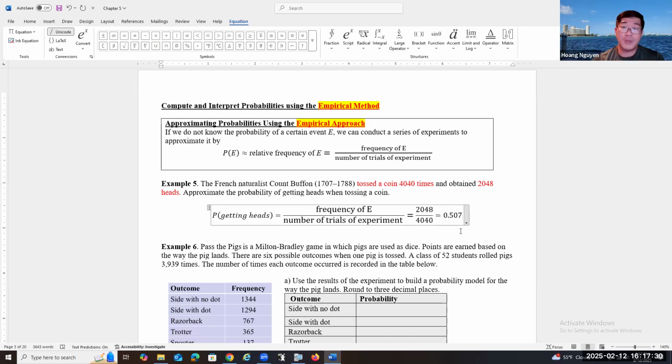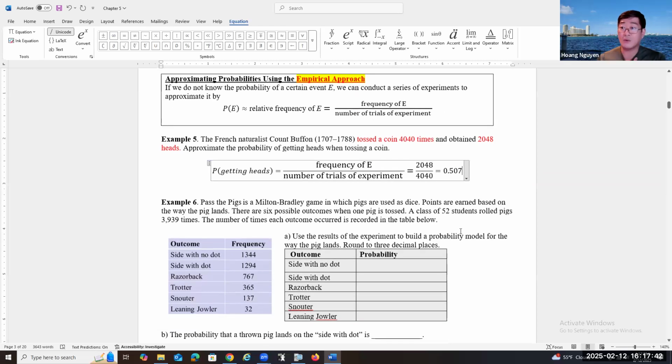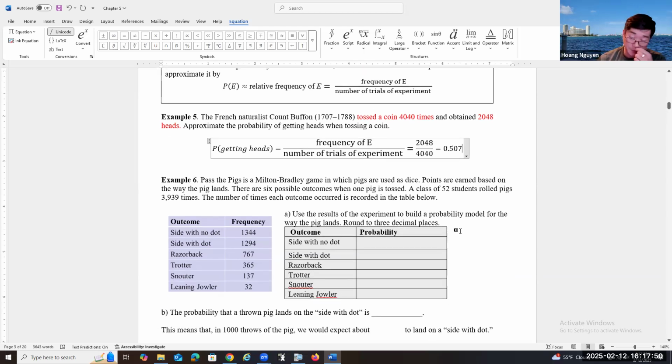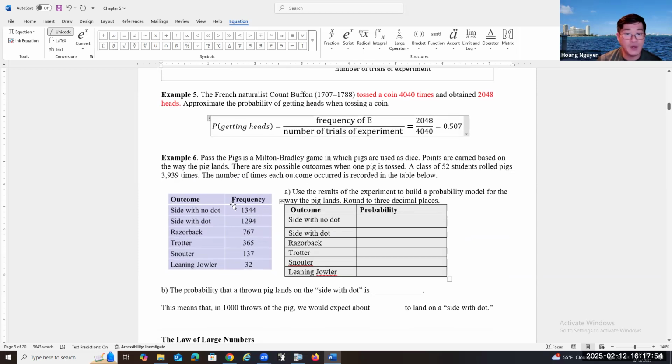We're going to use the empirical method to approximate the probabilities if we can actually conduct the experiment, and then we can keep track of the number of times that the event E occurs. Example number 6 is another question that applies the empirical approach, or empirical methods, based on the relative frequency. So let's give it a try. You can take a look at this question right here.